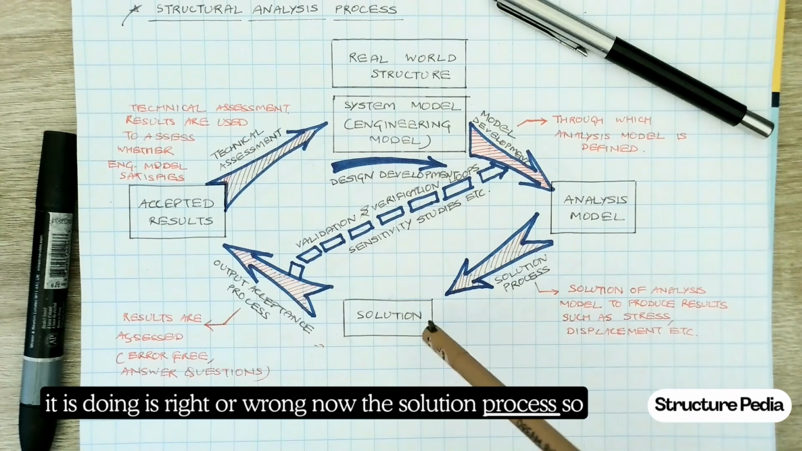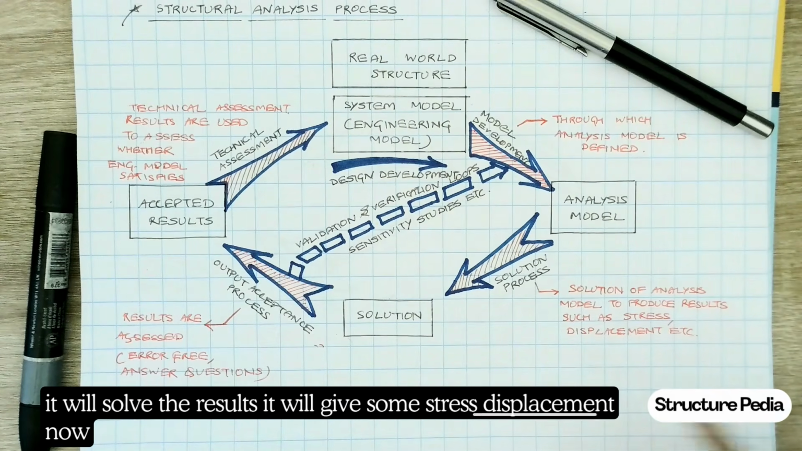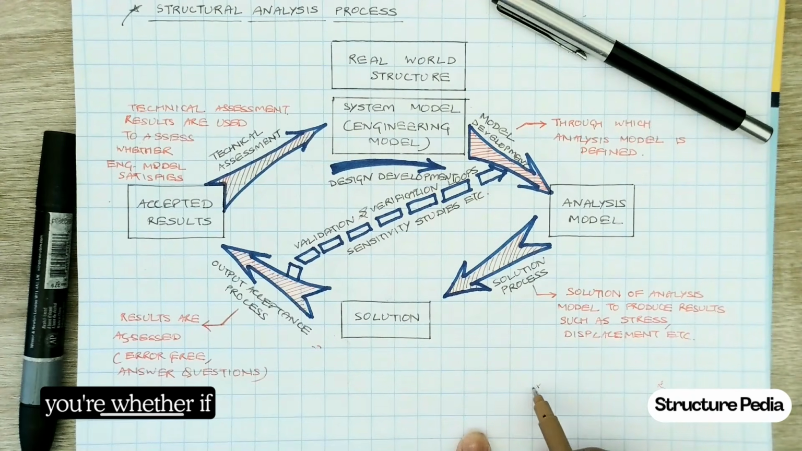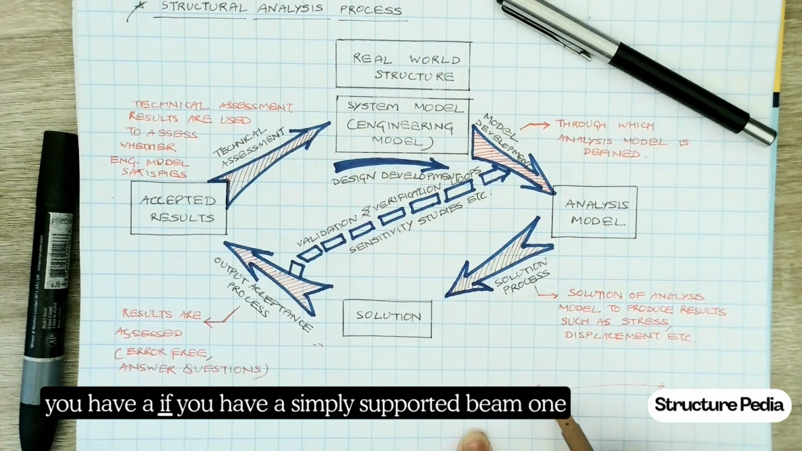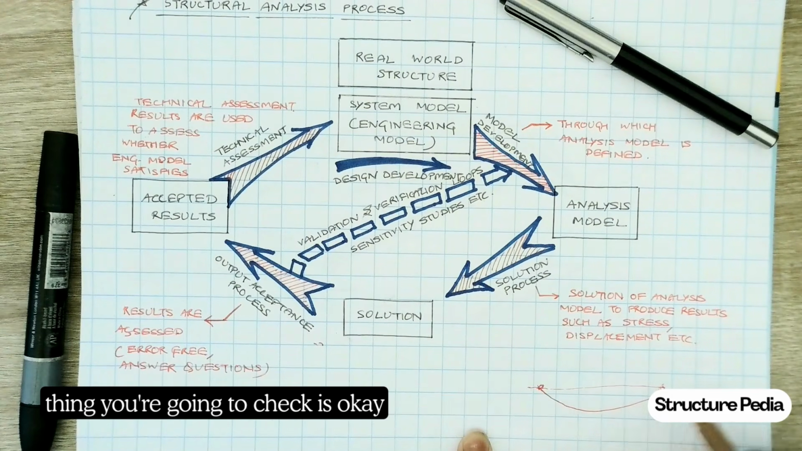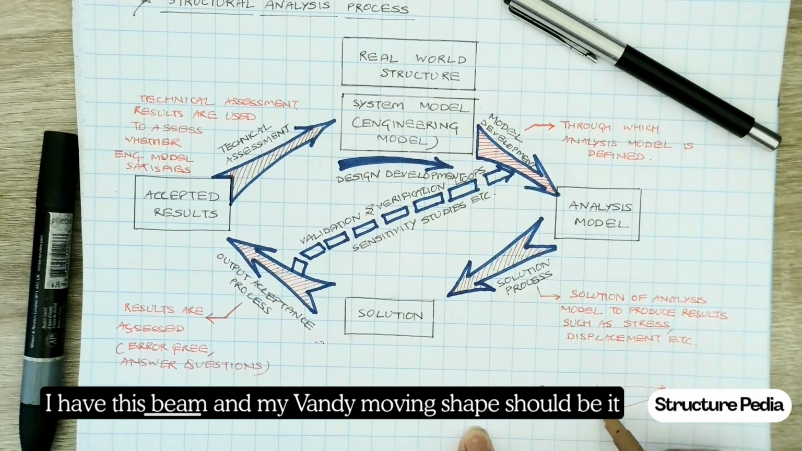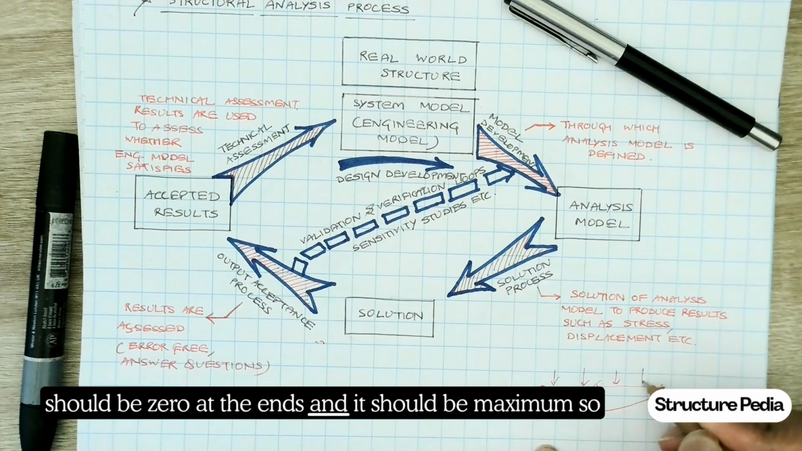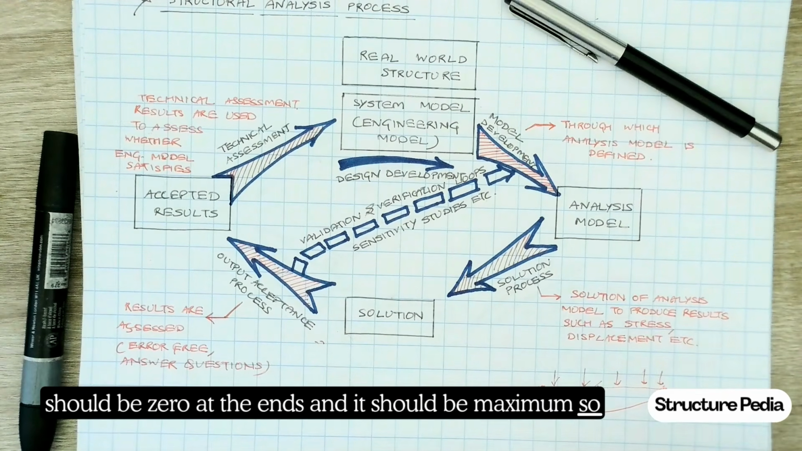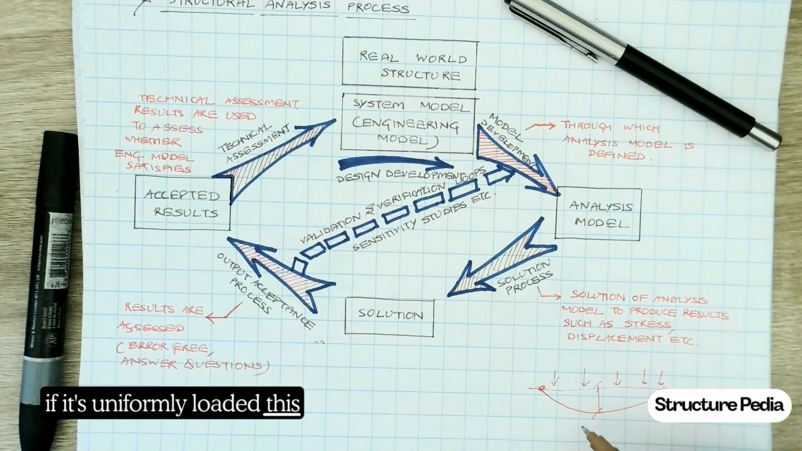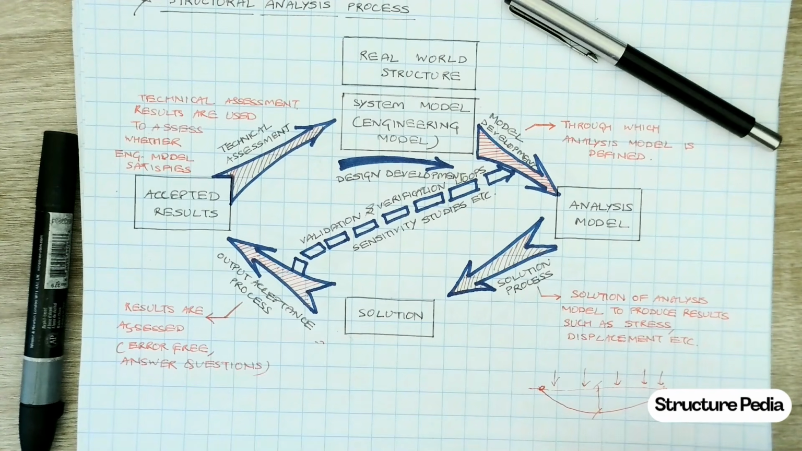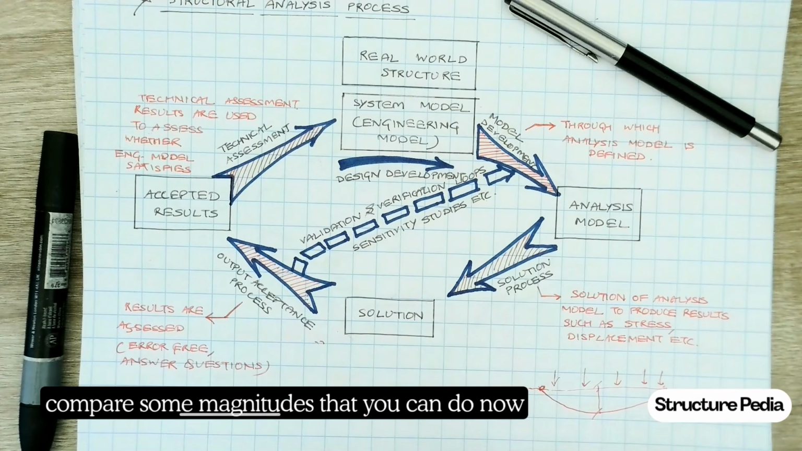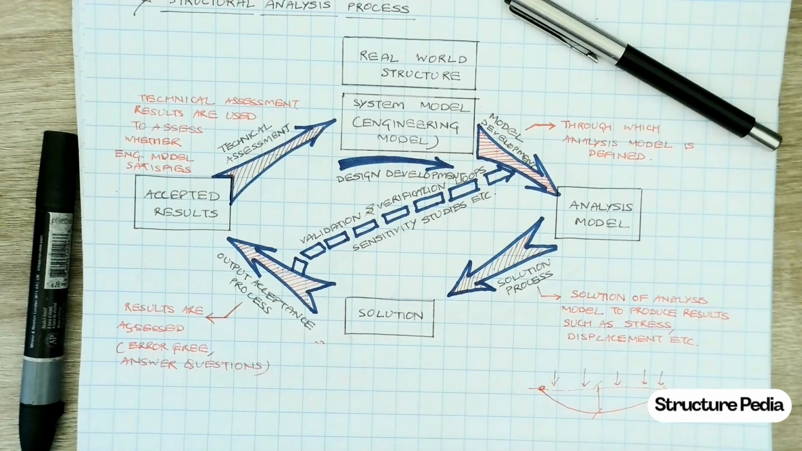Now the solution process: it will solve the results, it will give some stress and displacement. Once you get the stress and displacement, you need to check. If you have a simply supported beam, one thing you want to check is, okay, I have this beam and my bending moment shape should be like this. It should be zero at the ends, and it should be maximum somewhere around the midpoint. This is a quick check that you do, and for some of the checks you can even compare magnitudes from a manual calculation.